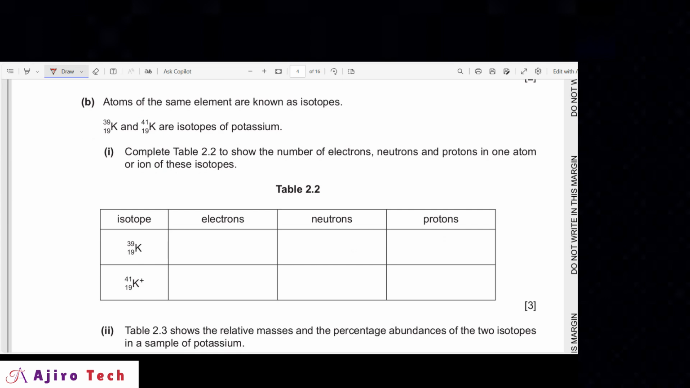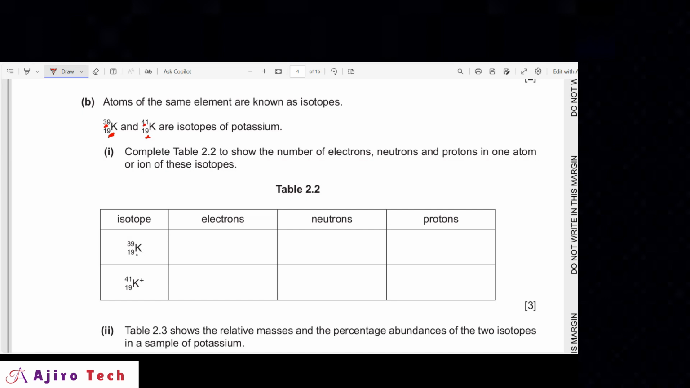Now, the next question says atoms of the same element are known as isotopes. So we have two isotopes of potassium here. You can see what makes them isotopes. They have the same number of protons, but a different number of neutrons, and that is why their mass numbers, or their nuclear numbers, are different. So a different number of neutrons is what results in this. Right. So having that at the back of your mind, you could solve and complete this table. It's quite easy.